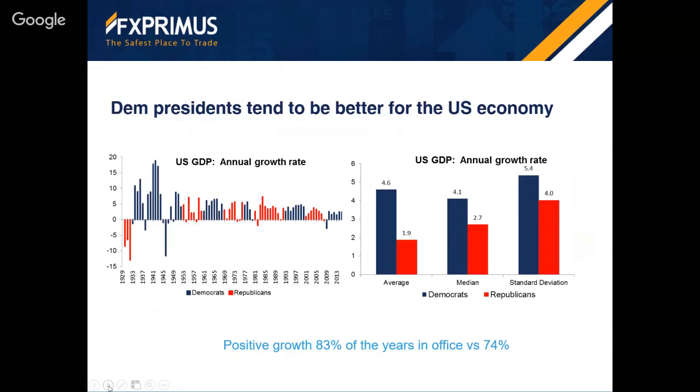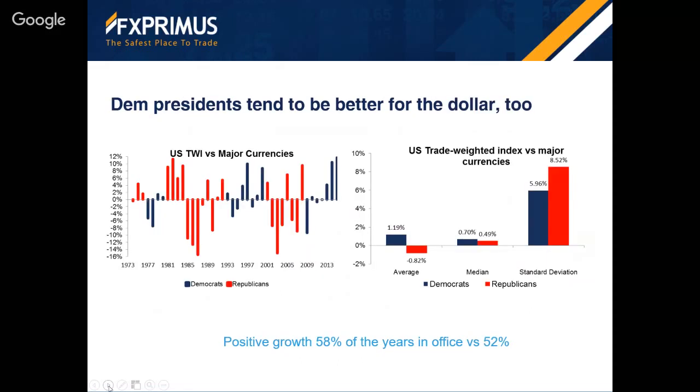The Democrats, just in general over history, tend to be better for the US economy than Republicans. Going back to 1929, here the reds are the Republican administrations, the blues are the Democrats. You can see on the graph, both the average year and the median year, when there was a Democratic president, the US economy did better. Same thing for the dollar. When there was a Democratic president, the dollar did better than when there was a Republican president.